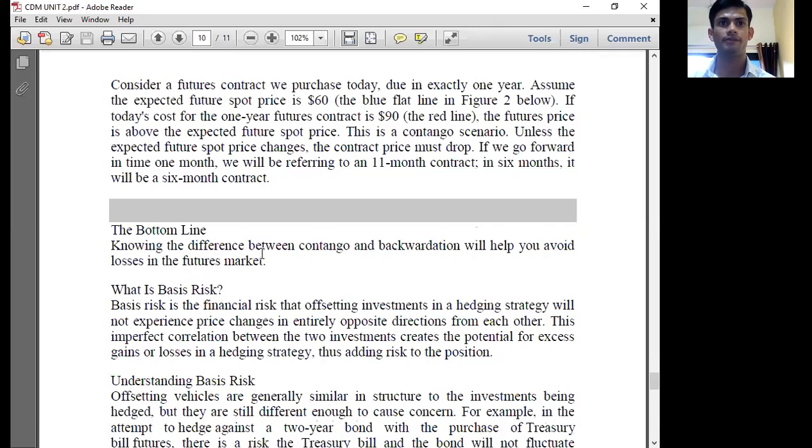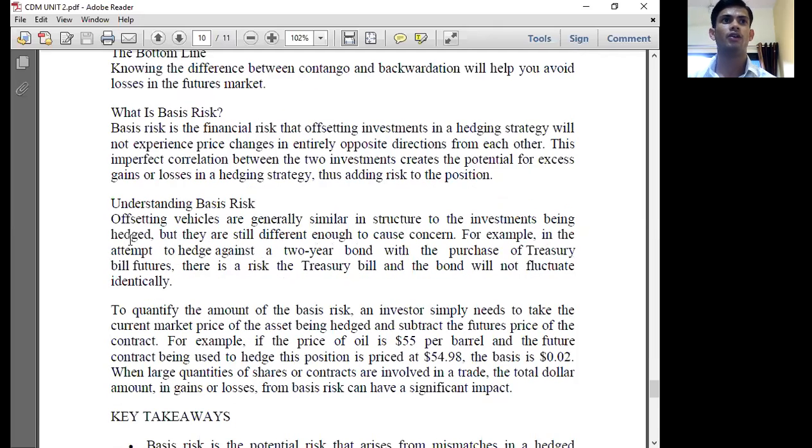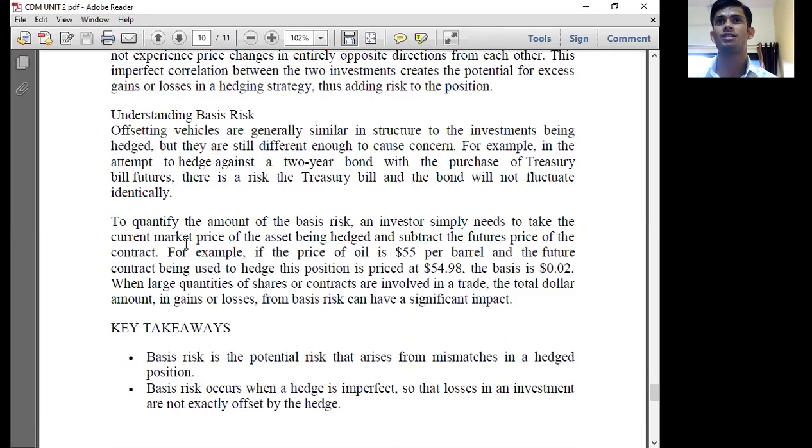Okay. Then understanding the basic risk. Obviously, the vehicles are generally similar in structure to those used in the hedge, but there is still enough difference to cause a gap. For example, in the case of hedging against a 2-year bond, say in the purchase of treasury bills in the future, the risk is that the treasury bill and the bond will not fluctuate identically. Treasury bill means your share, bond, debentures. The market rate is not the same every day; sometimes it increases, sometimes it decreases. Then the purchase of a bond and a contract is risk taking.